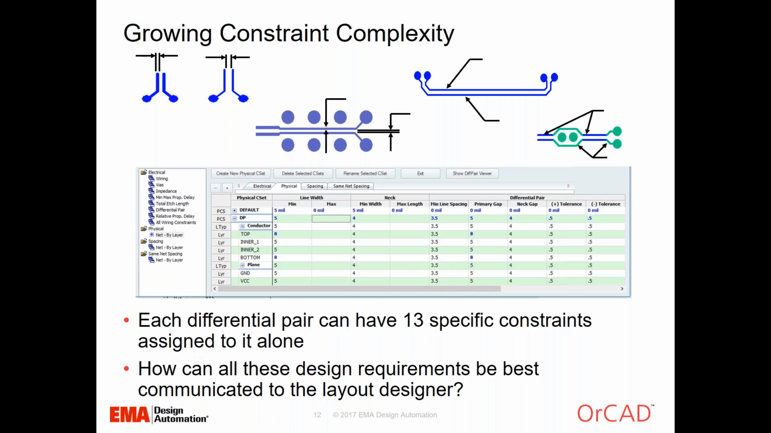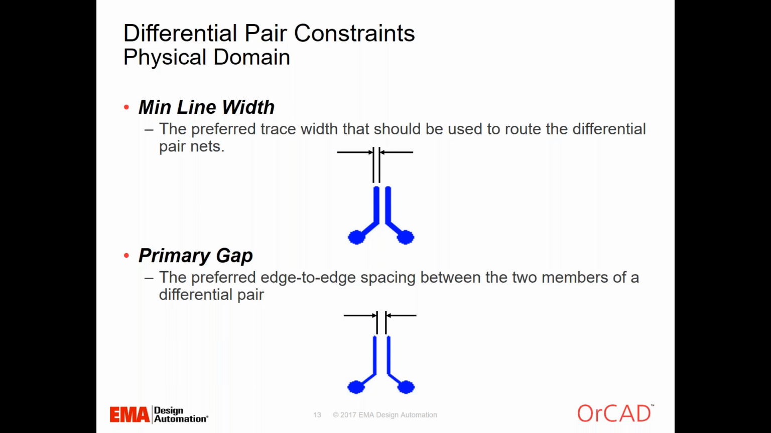Before we move on to the demo portion of the webinar, let's talk a little bit about the constraints required for differential pairs. Differential pair constraints are set in both the physical and electrical domains. If you count all of those plus possible delay and match delay rules, each differential pair may have as many as 13 specific constraints assigned to it. The best way for the engineer to communicate all of these design requirements is to simply embed them into the schematic so that they can be transferred to the layout designer.